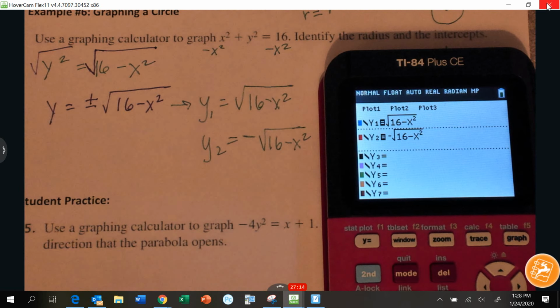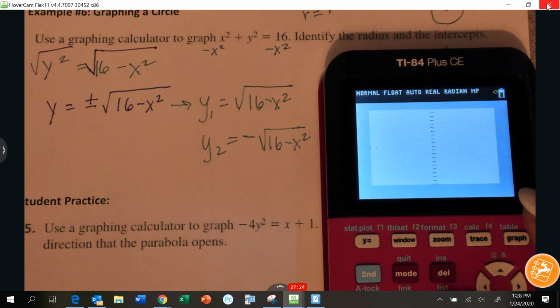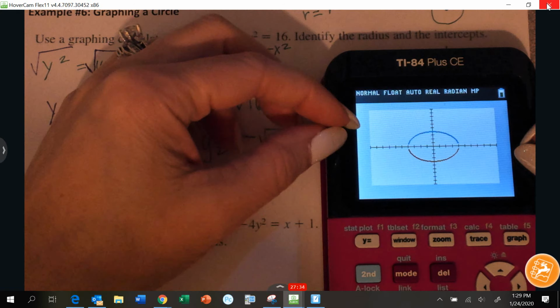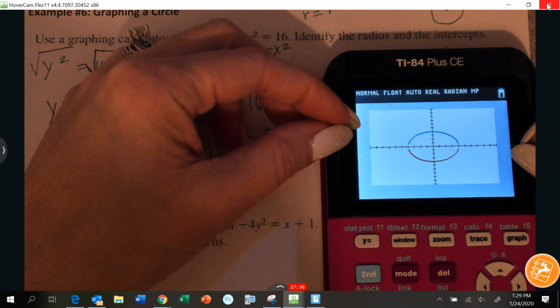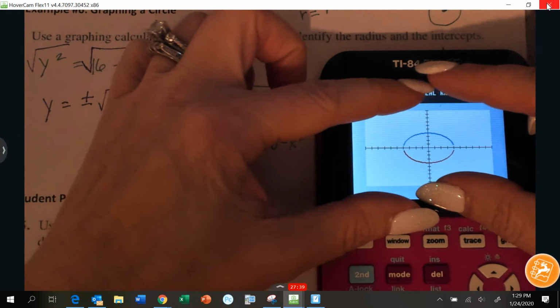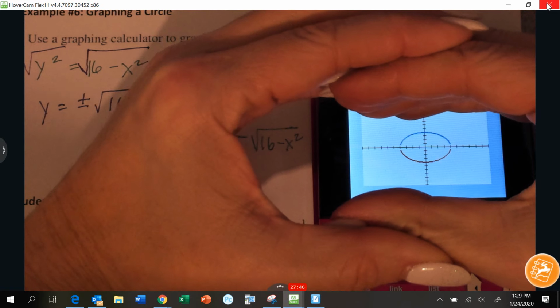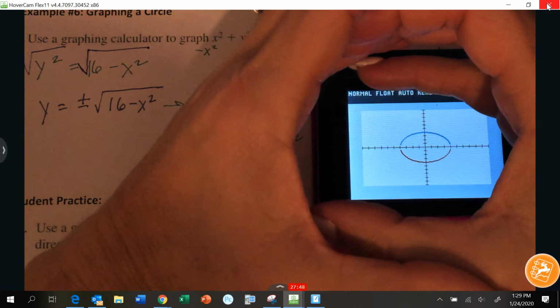Okay. All right, so I'm typing in square root 16 minus x squared and negative square root 16 minus x squared. When we hit graph, it's going to look not very circular. It is a circle, I promise. But if you look at the screen, is the screen a square? No. It's a rectangle. So this is like taking that perfect circle and kind of stretching it. That's why it looks like an oval. It's not.